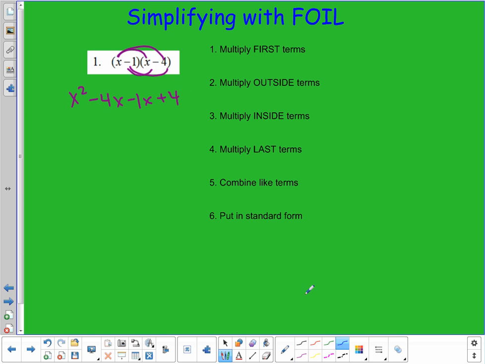And then I combine like terms: negative 4x and negative 1x is negative 5x. So I have x squared minus 5x plus 4. I always want to make sure that it's in standard form. My powers go 2, 1, 0, and I'm good.